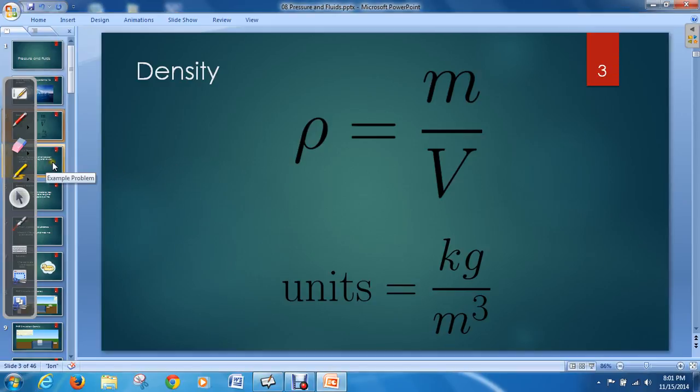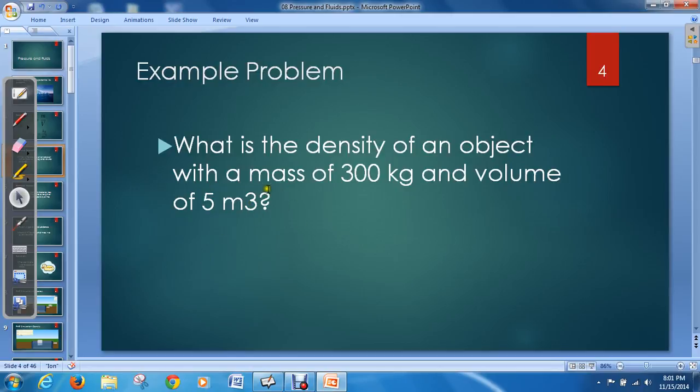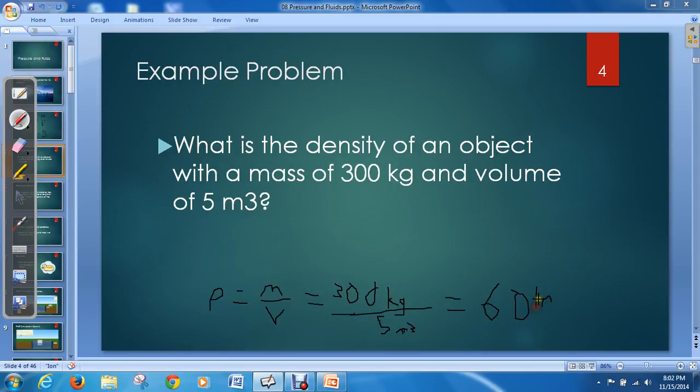So let's try a simple problem. The density of an object with a mass of 300 kilograms and a volume of 5 meters cubed. Really simple. We just say density equals mass over volume, which in this case is going to be 300 kilograms over 5 meters cubed. Again, I apologize for the sloppy handwriting on the touchpad. That gives us 60 kilograms per meter cubed. So there you go. Simple enough. Just take the mass, divide by the volume, and we got our density.